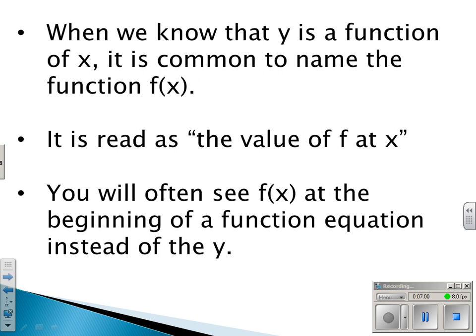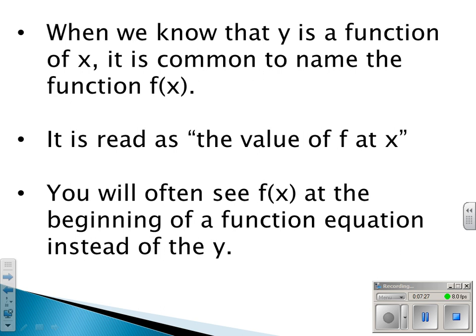When we know that y is a function of x, it's common to name the function f of x. Again, that's something I think should sound pretty familiar. That is read as the value of f at x, or the value of the function at x, and you will often see f of x at the beginning of a function equation instead of the y. So f of x and y are fairly interchangeable. Okay, so don't let that notation bother you.